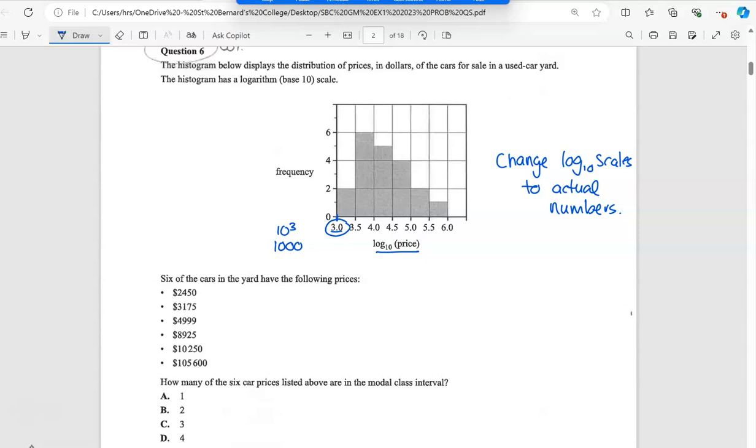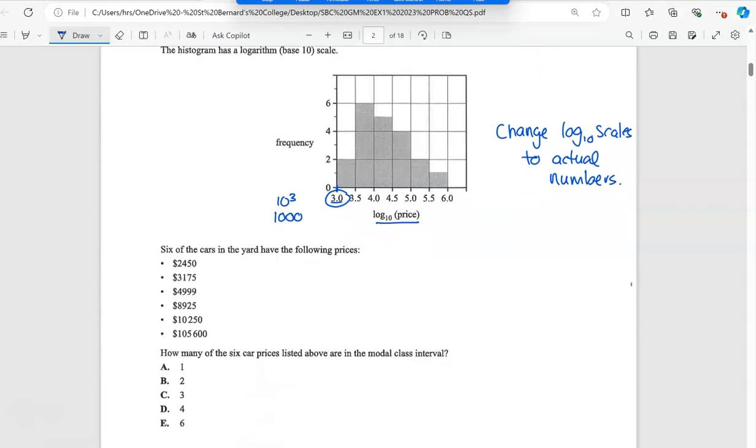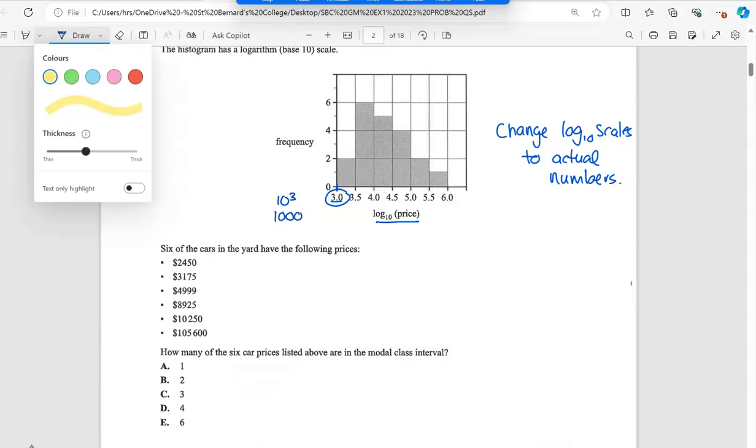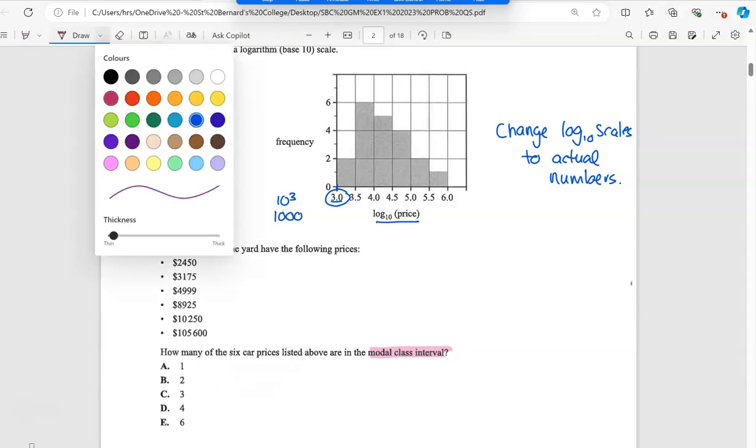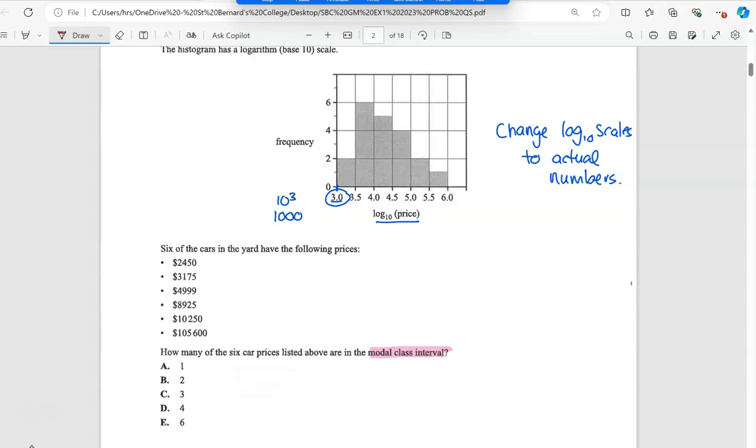So it said 6 of the cars in the yard have the following prices. So they've listed how many of these 6 car prices are listed in the modal category. So this could have been an issue too, that they might have forgotten what the modal class is, because we don't see it often, but modal class is just the class with the highest frequency. So what we're saying is how many of these cars listed are in that one, because it's the highest, that must be the most frequent.